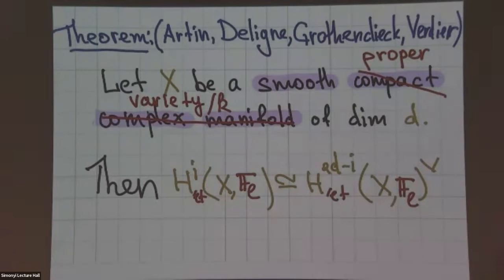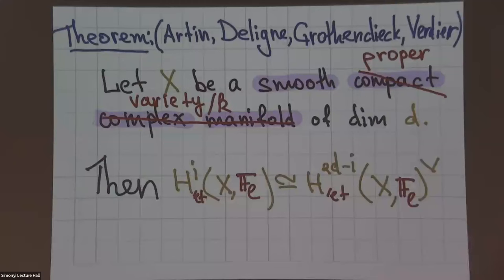I need to change compact to proper, which is essentially the algebraic version of compactness. And then you need to replace complex manifold with variety, and essentially the same result holds. But now it's crucial that you consider finite coefficients as opposed to an arbitrary field K. Modulo these small things, essentially the same result holds. So all these immediate consequences that we had in topology also apply in etale cohomology. In particular, they are concentrated in degrees from 0 to 2D and so on.